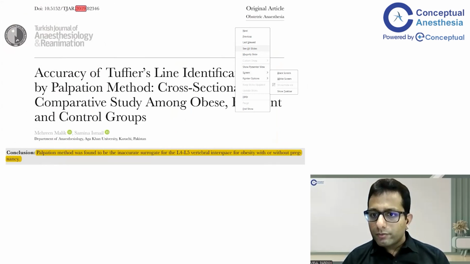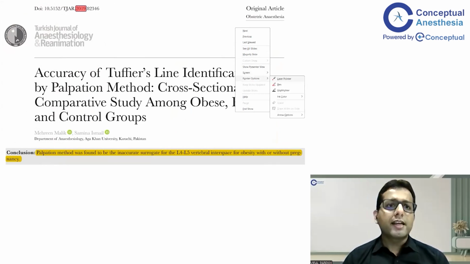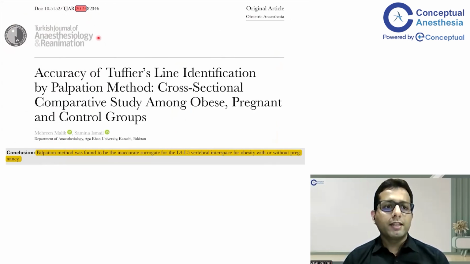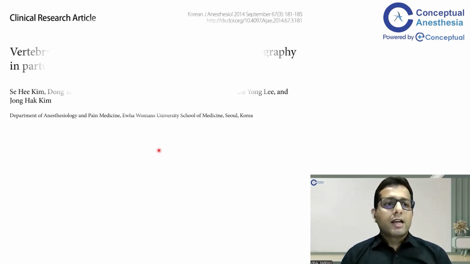This was a study done in 2019 about the accuracy of Tuffier's line identification by palpation method, and it was done in obese, pregnant and control groups. They concluded that the palpation method was inaccurate for the L4-L5 vertebral interspace, specifically in obese patients with or without pregnancy.